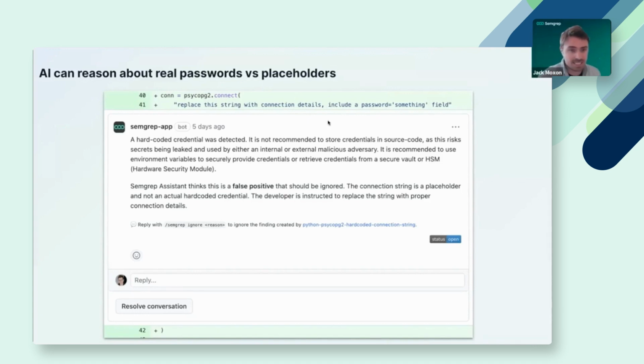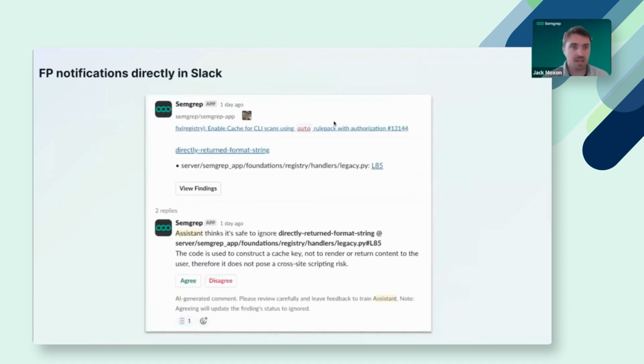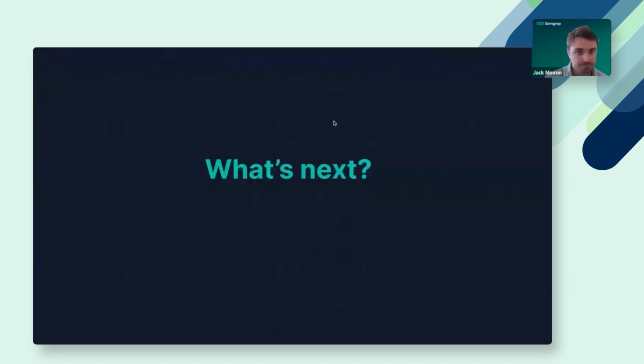But Semgrep Assistant, because it understands human language and more context, is going to correctly identify that this is a false positive, and we can ignore it because this is a placeholder and not actually a secret that's been hard-coded into our code. You can also get these kinds of notifications directly in Slack, and developers can agree or disagree directly in Slack. So those are some of the core workflows that our customers are using today.